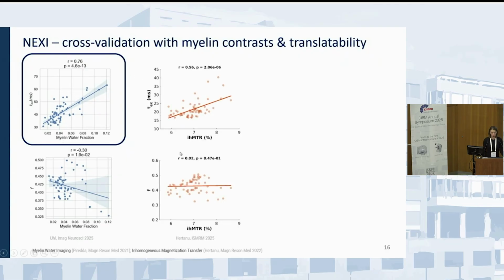And it was the same story when we did inhomogeneous magnetization transfer, which is also specific to myelination. Again, the exchange time was the one that correlated the best with this IHMT ratio.